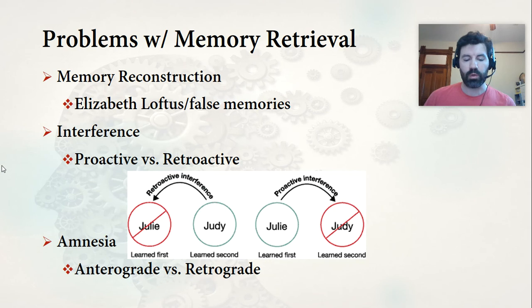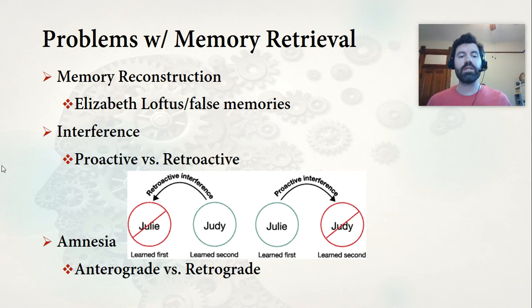So you are learning capitals of different countries. Last week you learned all the capitals of the countries in Asia. And this week you're really focusing on Europe and you're having a hard time remembering Asia now. That's the idea of retroactive interference. The new information is getting in the way of the old information.